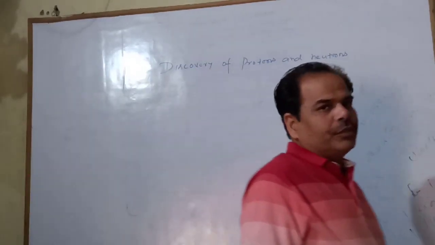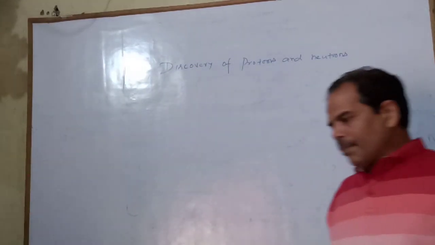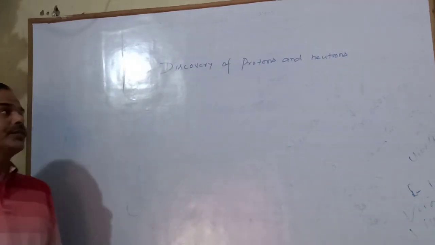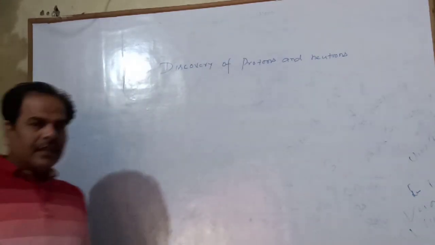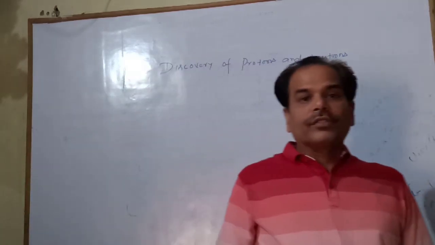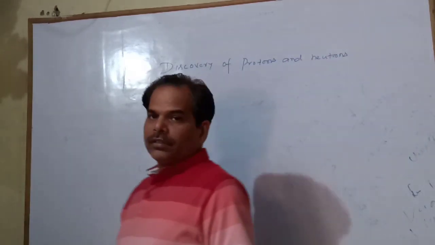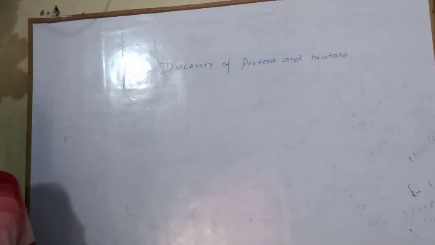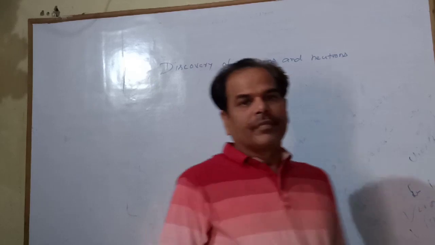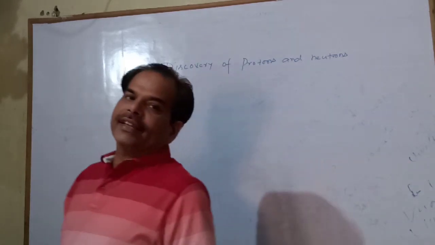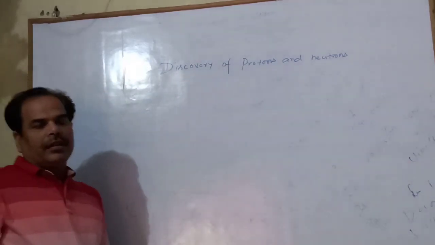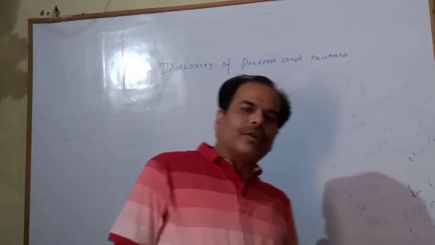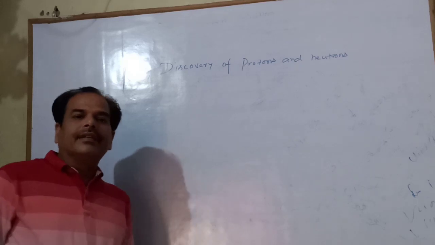I am going to teach you about the discovery of protons and neutrons. J.J. Thomson discovered the electrons present in the atom, and he verified that electrons are the fundamental subatomic particles of the atom and they have negative charge.